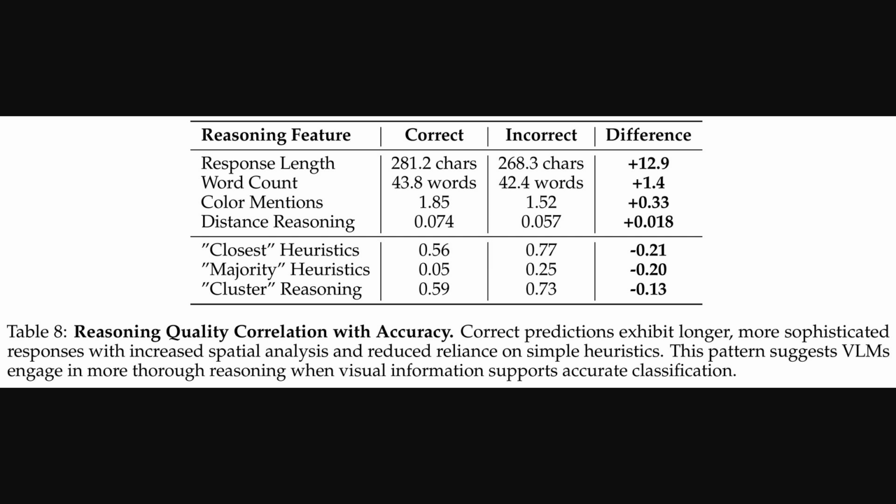In contrast, incorrect answers rely more on simple heuristics, which are like mental shortcuts. For example, it uses the closest or majority rule more often when it's wrong. This finding really shows the model engages in more thorough reasoning when the visualization supports it.